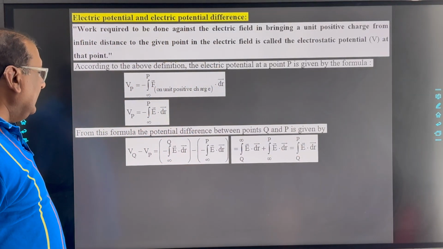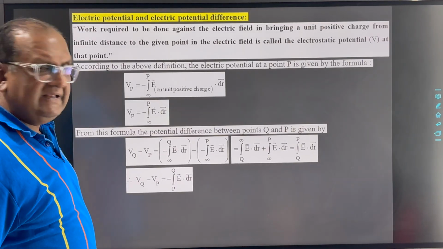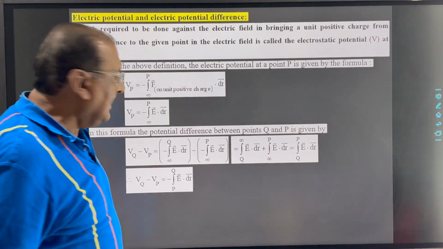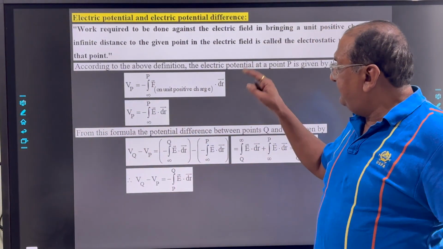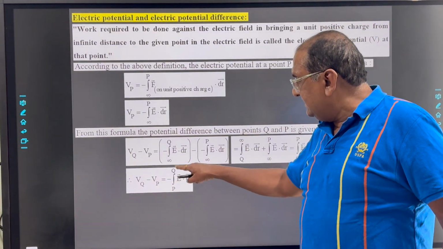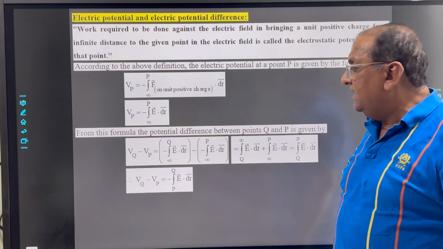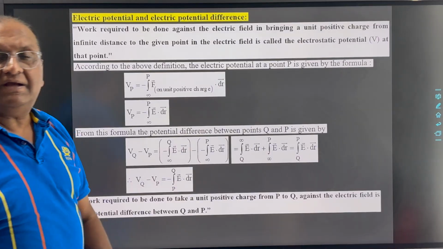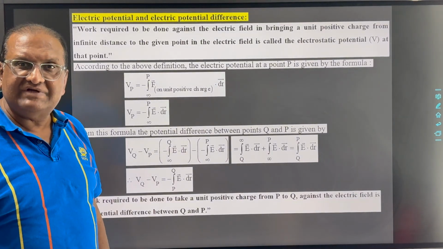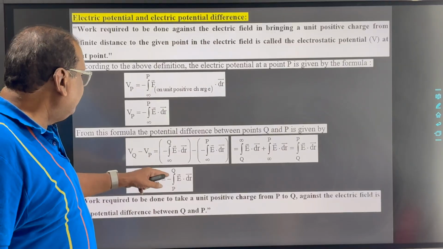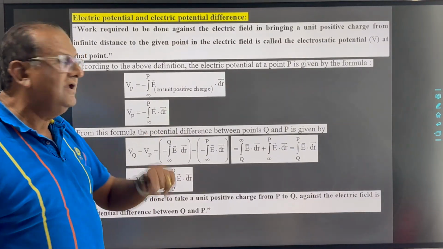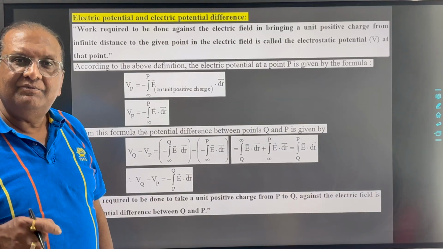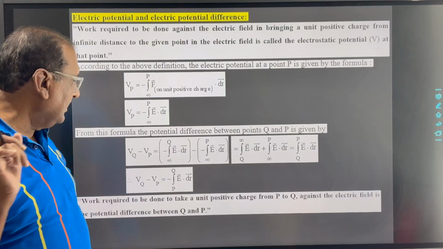Okay. So we can write VQ minus VP, that is minus integration P to Q E dot dr. But as per definition, this minus integration P to Q E dot dr is nothing but the work required to take the unit positive charge against the field from point P to point Q. That is the potential difference between points P and Q. Clear to all of you?